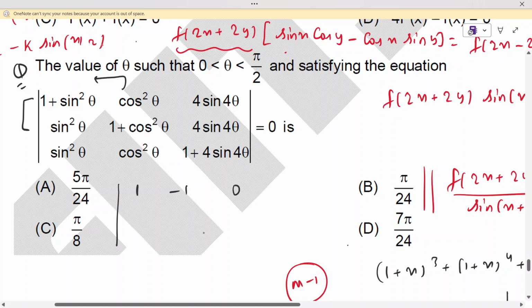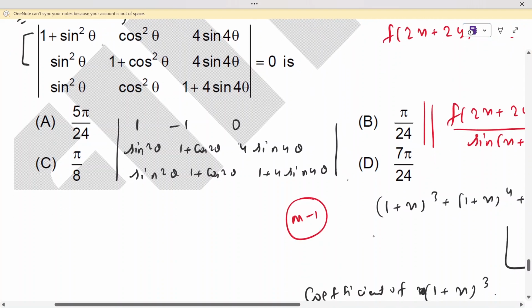Let's subtract both columns, I mean. That would be sin square theta, 1 plus cos square theta, 4 sin 4 theta, and sin square theta, 1 plus cos square theta, 1 plus 4 sin 4 theta. Now subtract these two. 1 minus 1 is 0, 0, 0, minus 1, and sin square theta, 1 plus cos square theta.